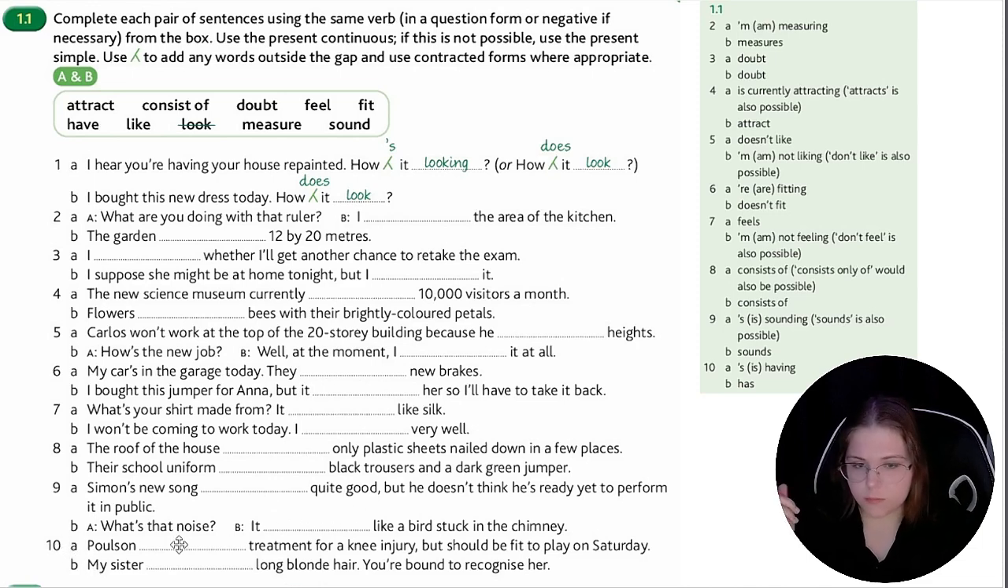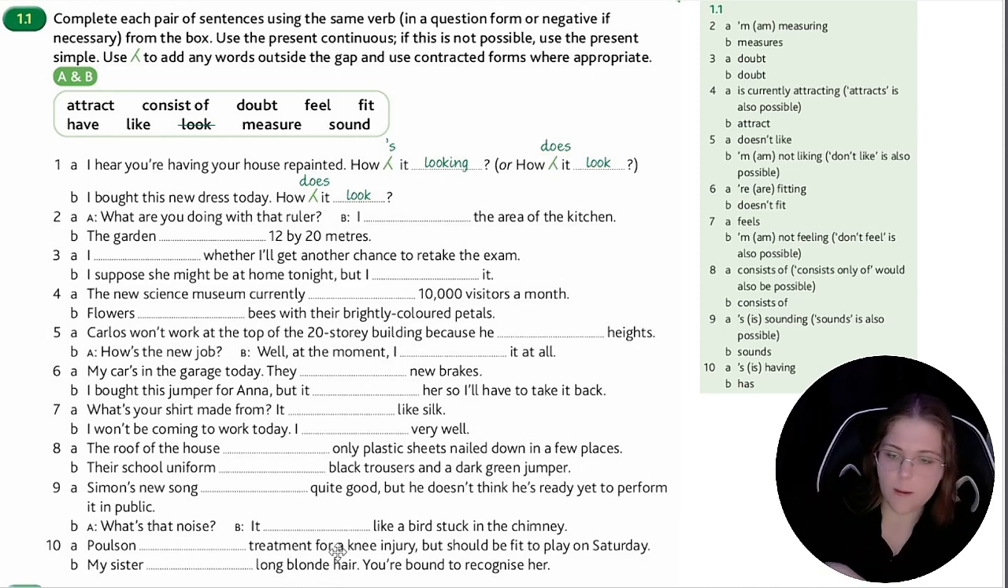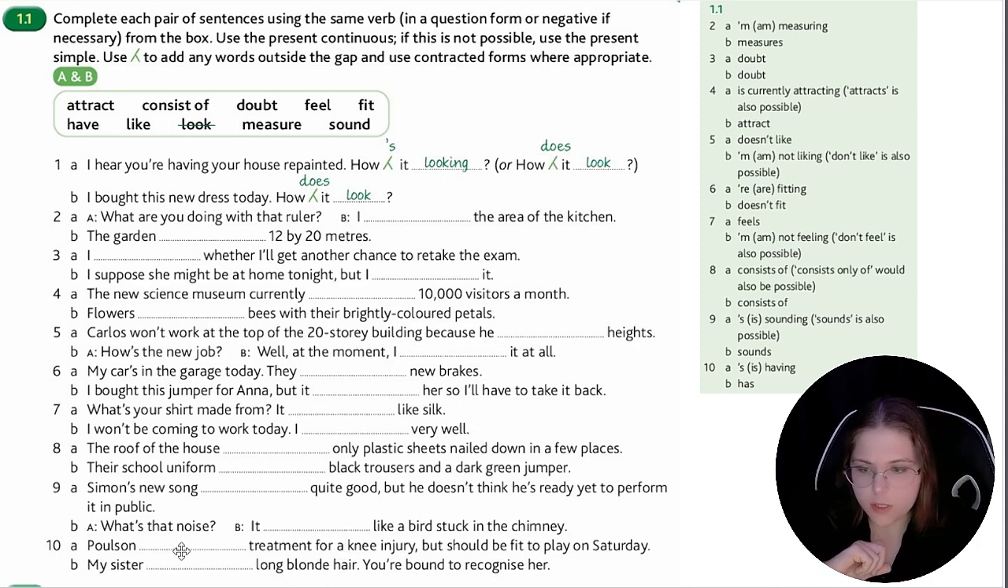Then Paulson. Treatment for injury, should be fit to play. So he is having treatment for a knee injury, but should be fit to play on Saturday. He is having this treatment now. He has begun this recently, and it is happening now, and it will continue for some time in the future. So he's having treatment.